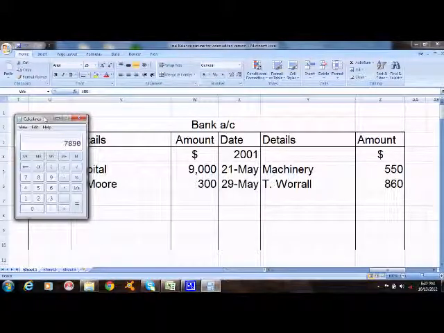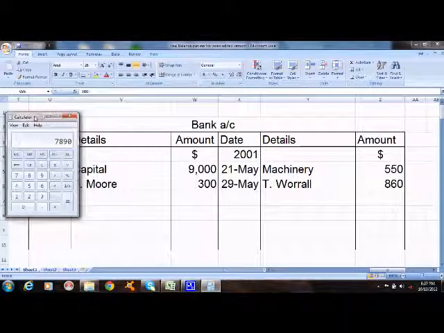So in order to balance this off, we have deducted the smaller total from the larger total to find the balance. So the 7,890 will be called the balance. Next thing that we should do is to enter the balance on the side with the smallest total. So we're going to enter the 7,890 now on this side.